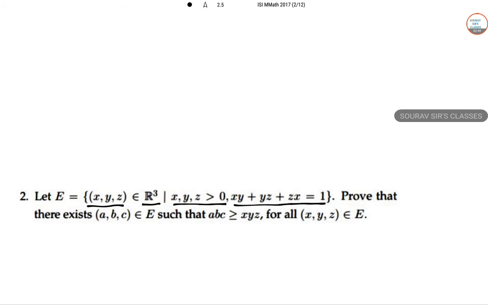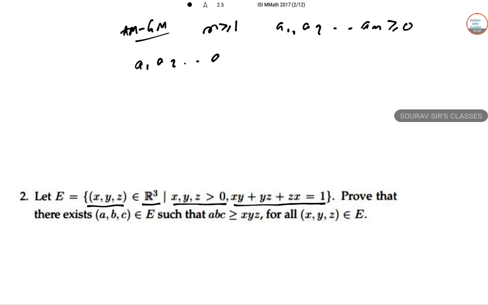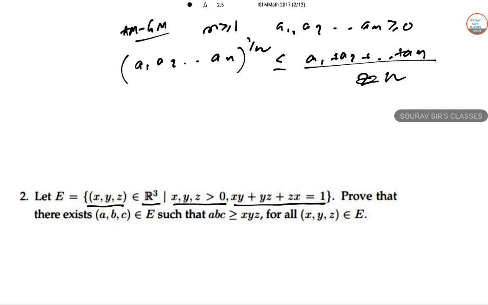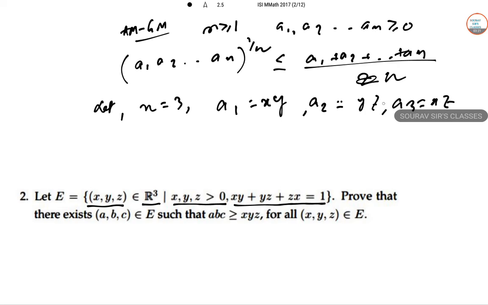Okay, so the AM-GM inequality will be useful here. If n is greater than or equal to 1, and a1, a2, ..., an are greater than or equal to 0, then the geometric mean, a1 a2 ... an whole to the power 1 by n, is at most the arithmetic mean. So let n equal to 3. Let a1 equal to simply xy, a2 equal to yz, a3 equal to xz. In that way we can proceed.